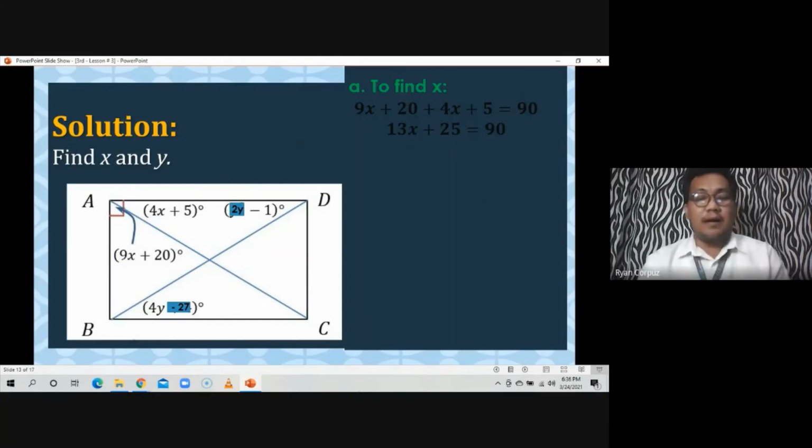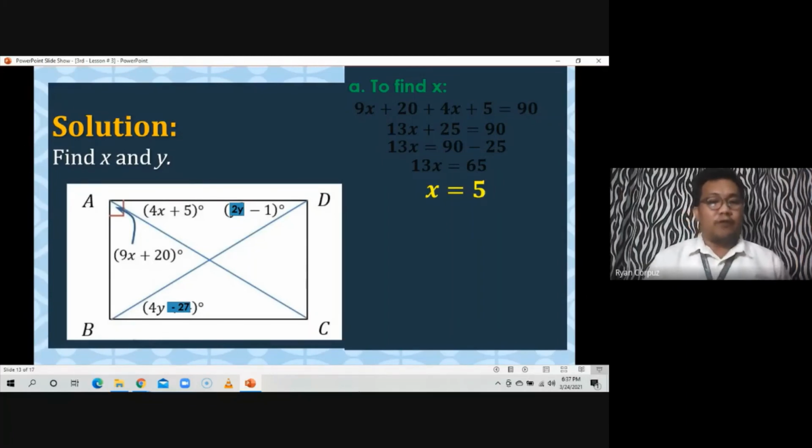Then move 25 to the right side of the equation. We'll come up with 90 minus 25. Then 90 minus 25 is equal to 65. Then to solve for x, divide both sides of the equation by 13. We'll come up with the value of x, which is equal to 5. So the value of x there is equal to 5. So only one more thing is needed.